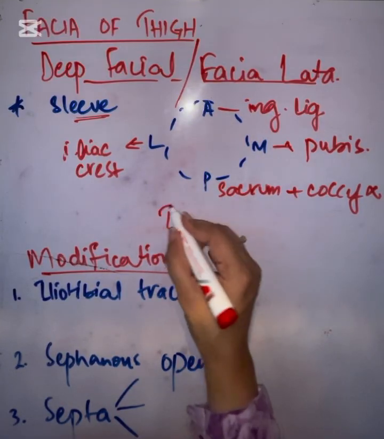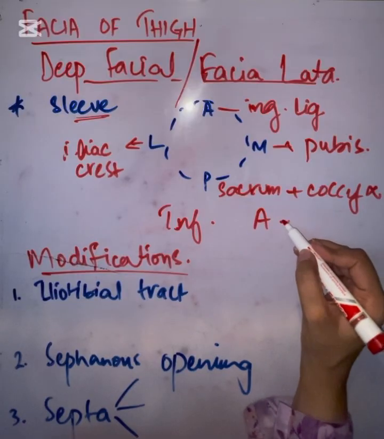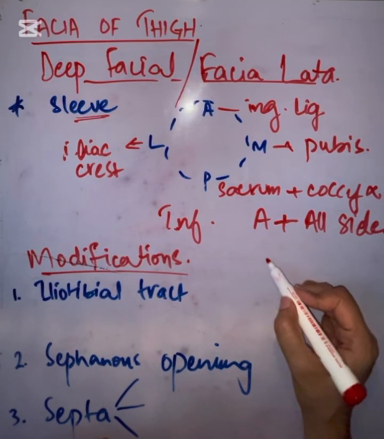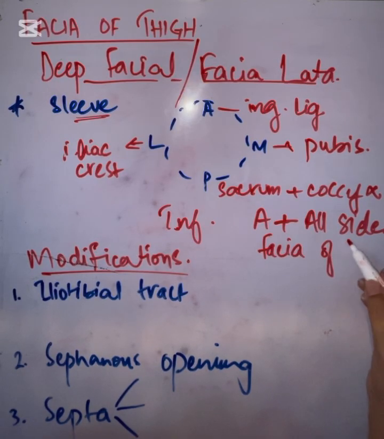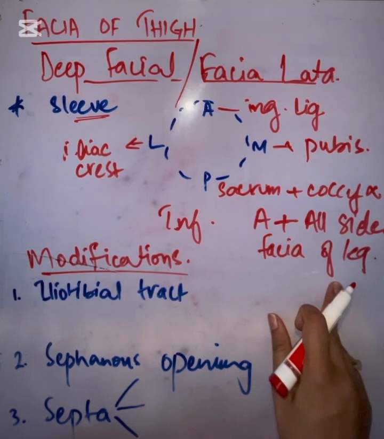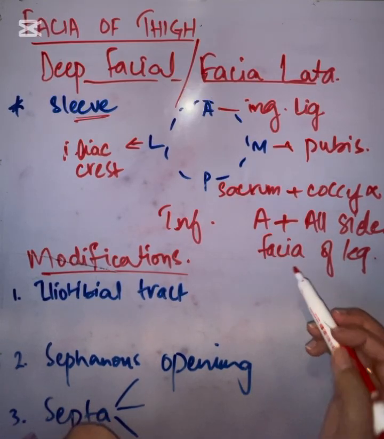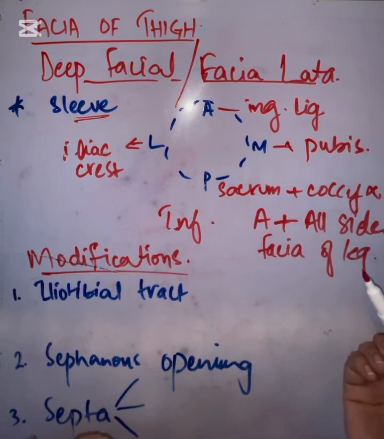And inferiorly, on the anterior side plus all sides, it is attached to the bony prominences, and posteriorly it continues as the fascia of the leg. So the inferior attachment is that anteriorly and on all sides it is attached to the bony prominences, and posteriorly it continues as the fascia of the leg.